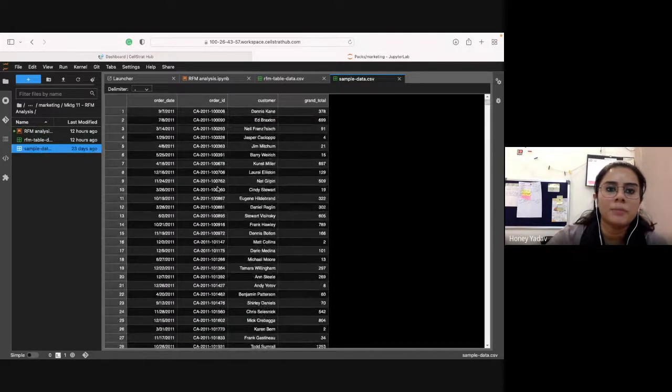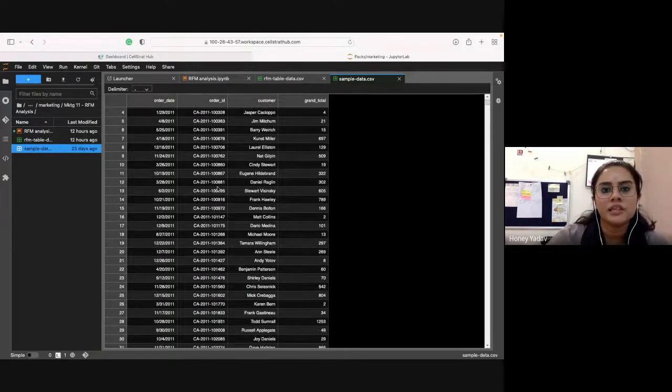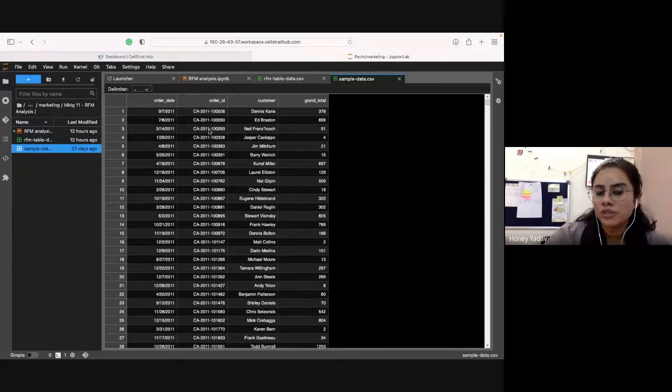So this is the sample data set that we are seeing here. As I told in my presentation, you don't require all the transactional data. The moment you ask for transactional data, it will have a lot of variables. The only variables you want to focus upon for the RFM analysis are the total monetary value, the grand total, the order ID, the customer ID, and the customer name.